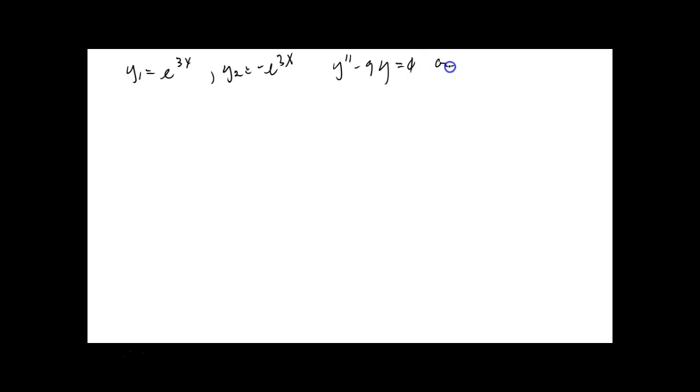y1 is equal to e to the 3x, and y2 is equal to negative e to the 3x. Okay? That's our solution we just found. We verified for y double prime minus 9y equals 0, on minus infinity to infinity, all real numbers. And that is, by the way, a homogeneous because it's equal to 0, linear because each of those is the first thing. What else? Differential equation, right?